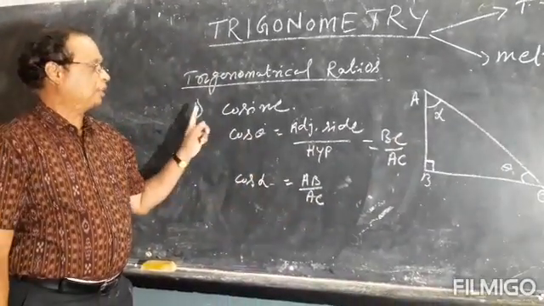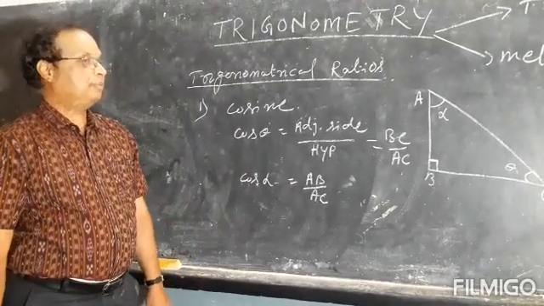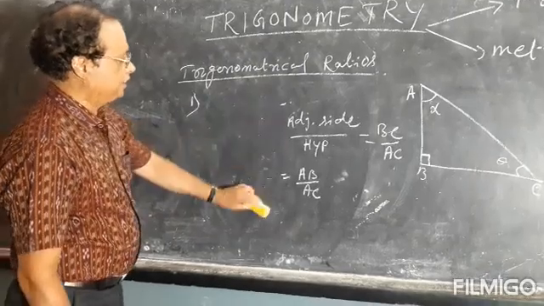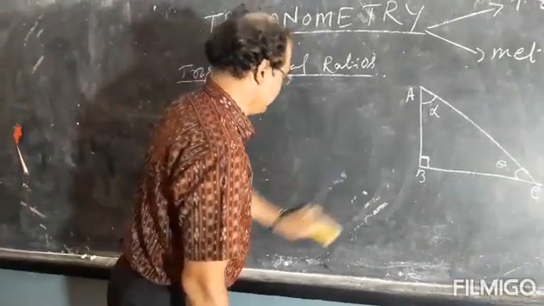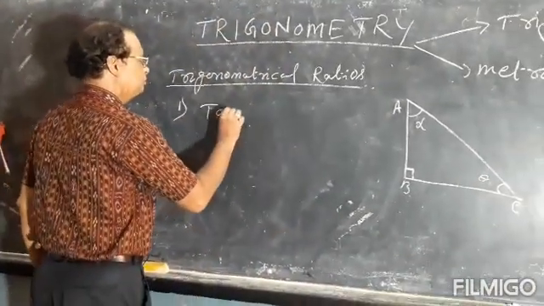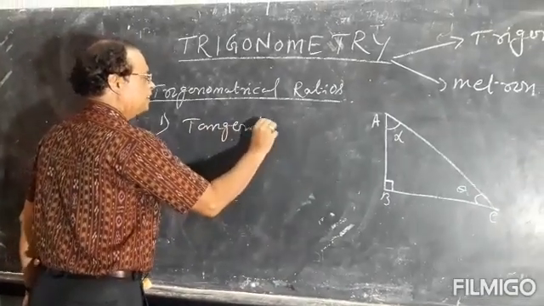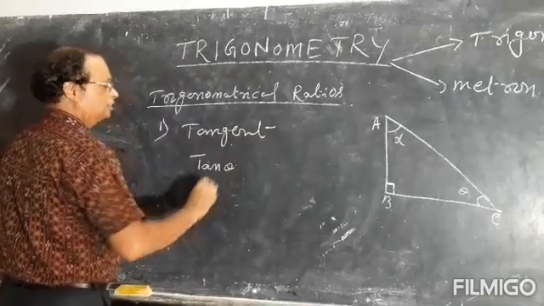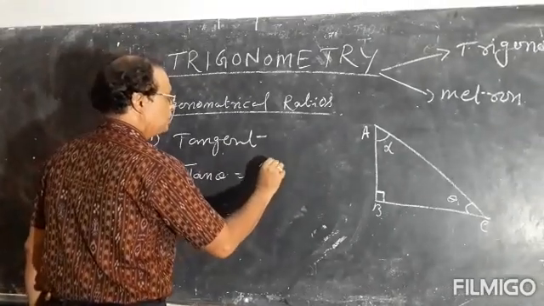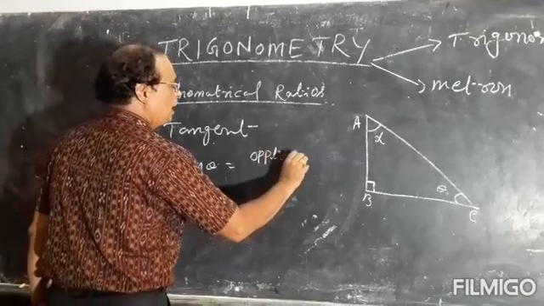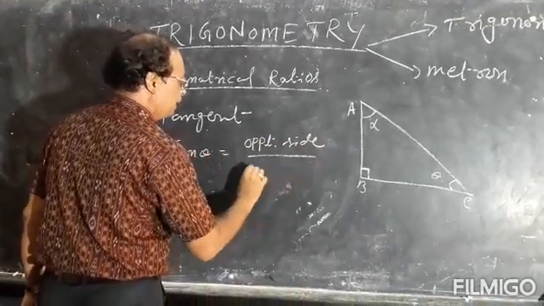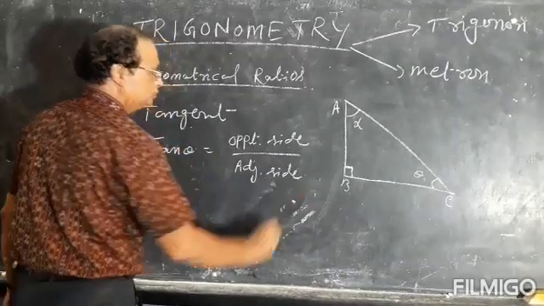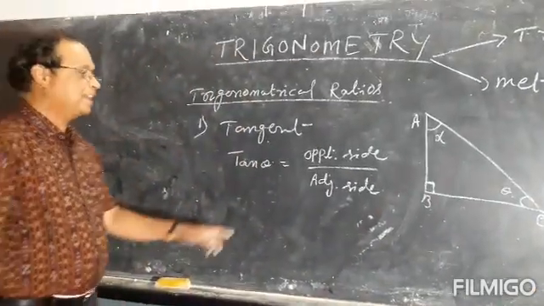This is the second one, cosine of one angle. Now the third one is tangent. In short we write it as tan theta. So tan theta is opposite side by adjacent side.